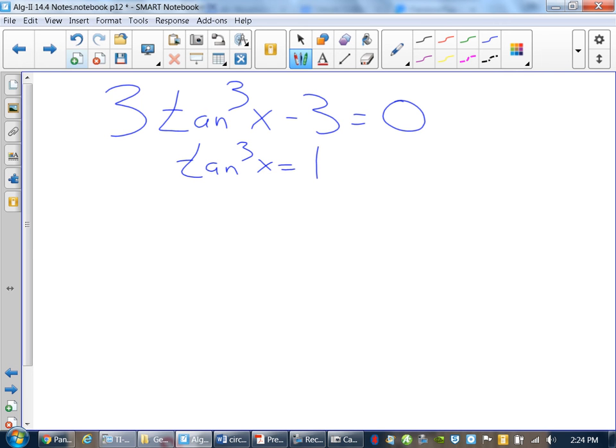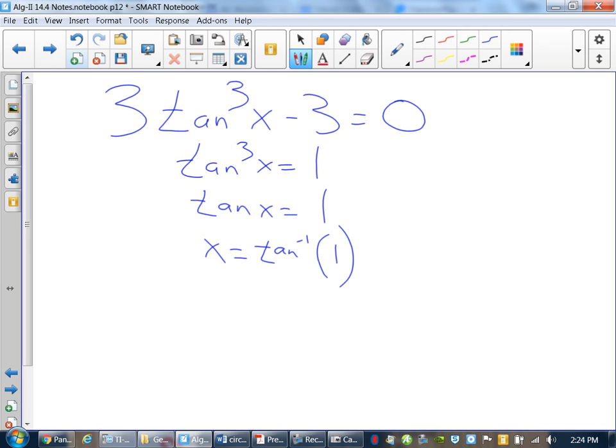Which means, what do you do now? Cube root. What's the cube root of 1? 1. Is it plus minus? No. So, what angle is going to have the cube root of 1? So x is inverse tangent. Correct. It's got to be at a 45-degree angle, so it's at a pi over 4. Pi over 4 is in the first quadrant.